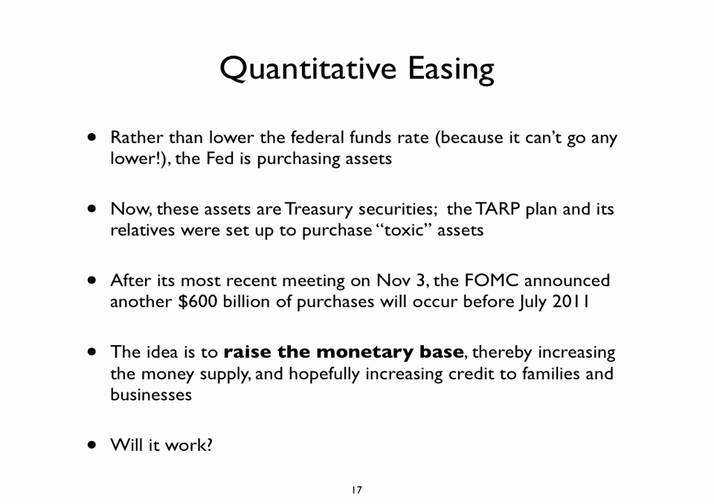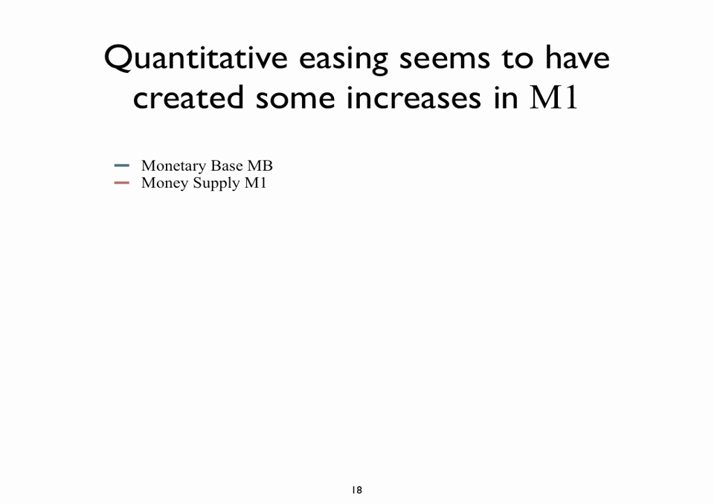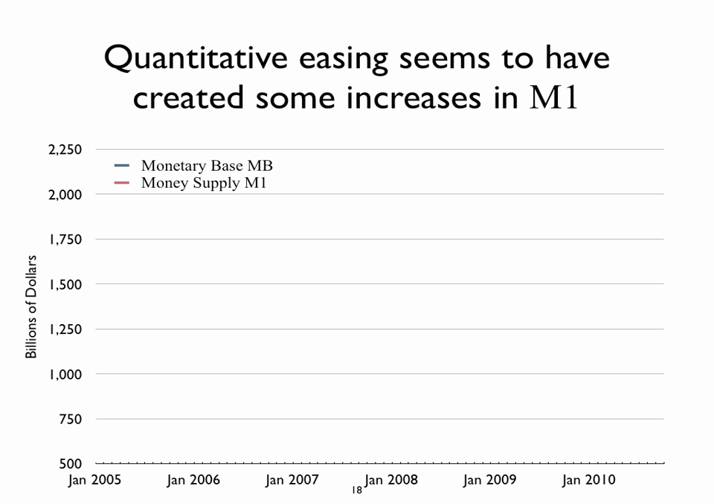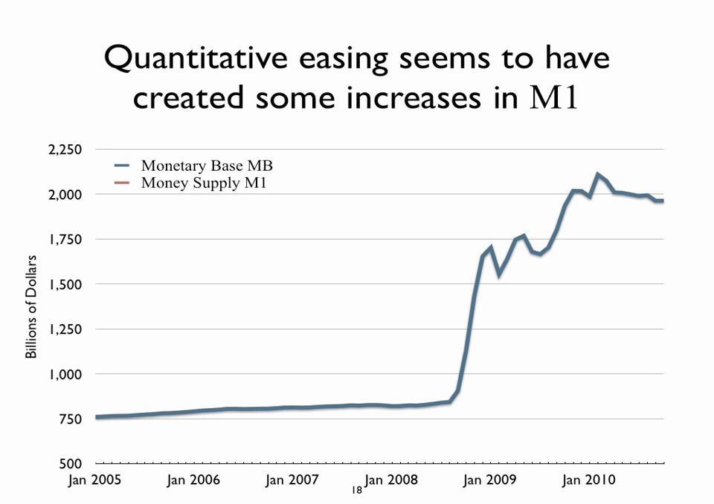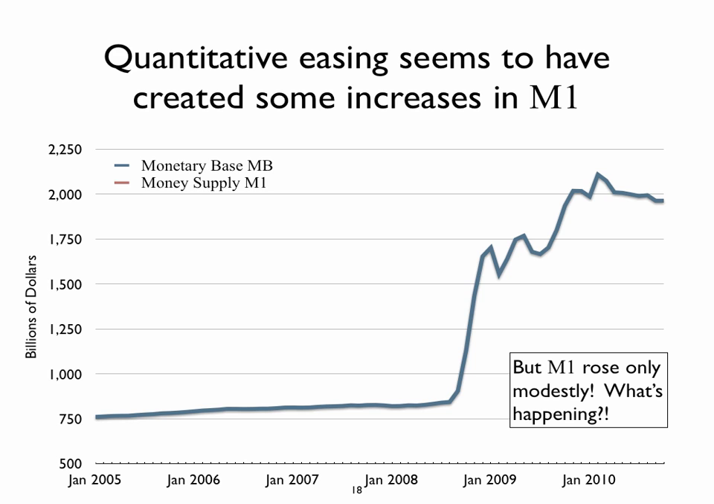And so the question that you should probably ask yourself is, will this work? Well, we saw this graph before. This is showing us over time the levels of the monetary base in blue and the money supply in red. Quantitative easing seems to have created some increase in M1 back in 2008. That's when the big increase occurred at first. So that's the monetary base.